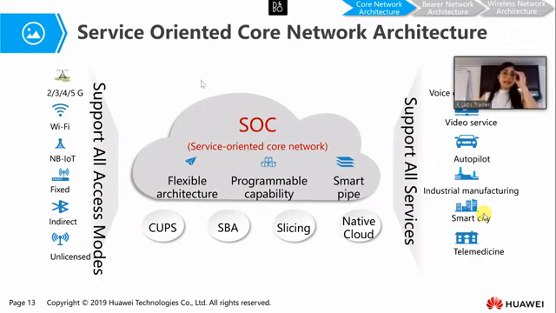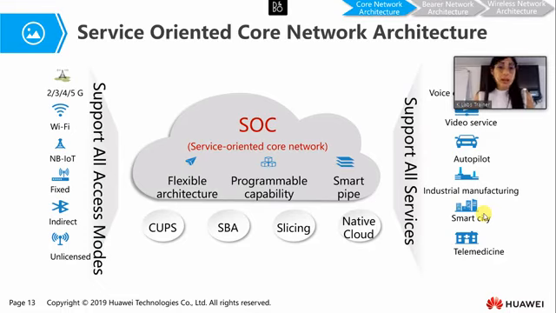So we can see that it is a service-oriented core network architecture. It can support all access modes, so it can support 2G, 3G, 4G, and 5G. It can support also Wi-Fi, narrowband IoT, fixed access, and unlicensed. And it also supports all services. The 5G core network can support voice communication, video services, and services related to smart city, that means massive machine type services. It can support ultra reliable low latency communication services and enhanced mobile broadband services.